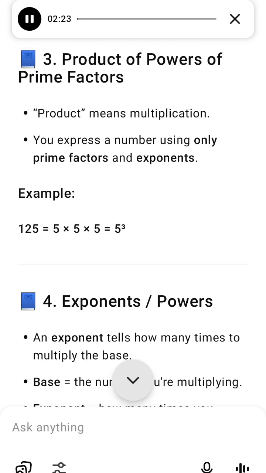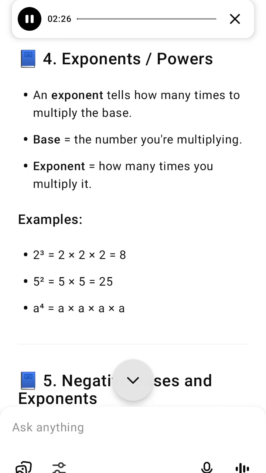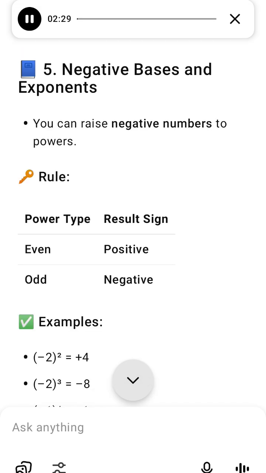8. Important patterns to remember. 10 equals 2 times 5. 100 equals 10 times 10 equals 2 times 5 times 2 times 5, which equals 2 squared times 5 squared. 1000 equals 10 times 10 times 10, which is 2 cubed times 5 cubed.